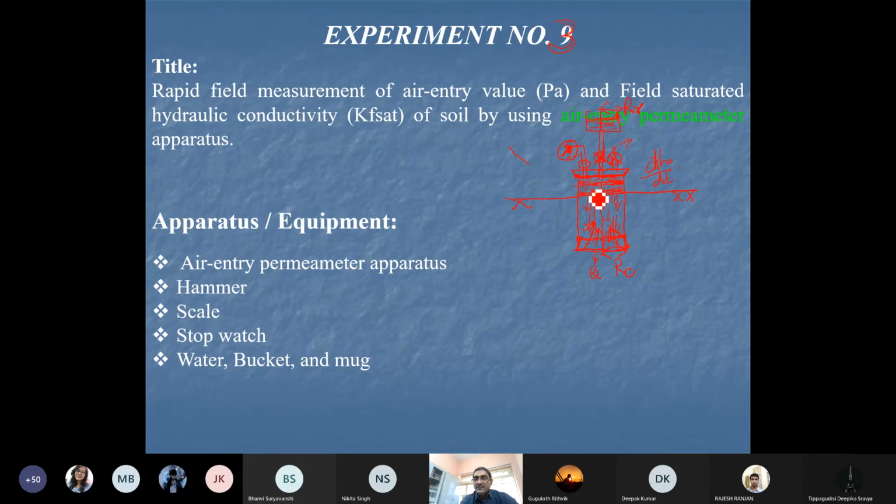And the moment this pressurized air reaches the top of the soil, it will expand in the form of a bubble, and this suction will again convert to a pressure condition. That means the minimum suction will be created exactly at the moment when this air reaches the top of the soil surface. So we need to measure this suction pressure.